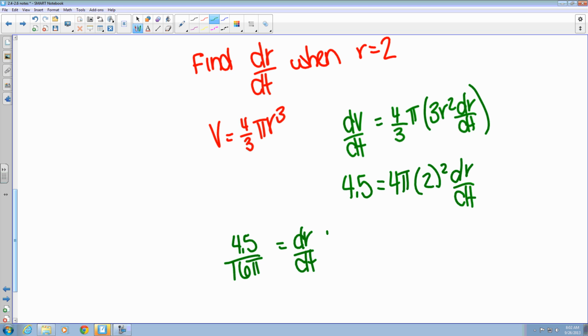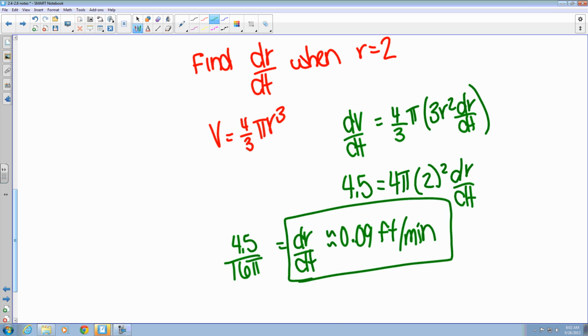And we're going to approximate that to 9/100ths per minute. And we know the label is just in feet because we're just looking at the rate of change of the radius. So it's not squared or cubed.